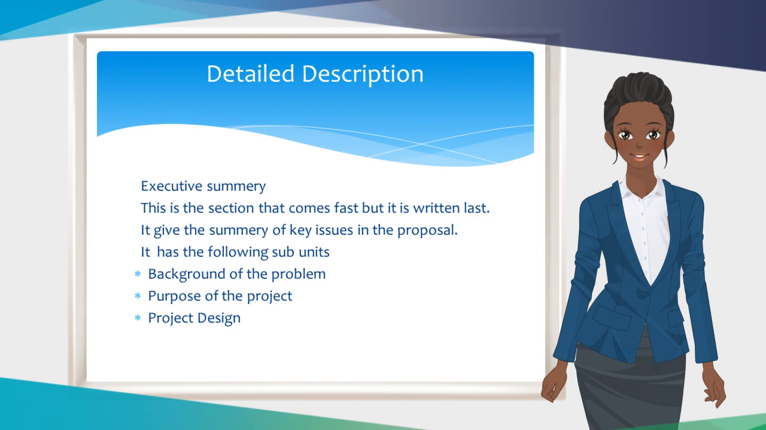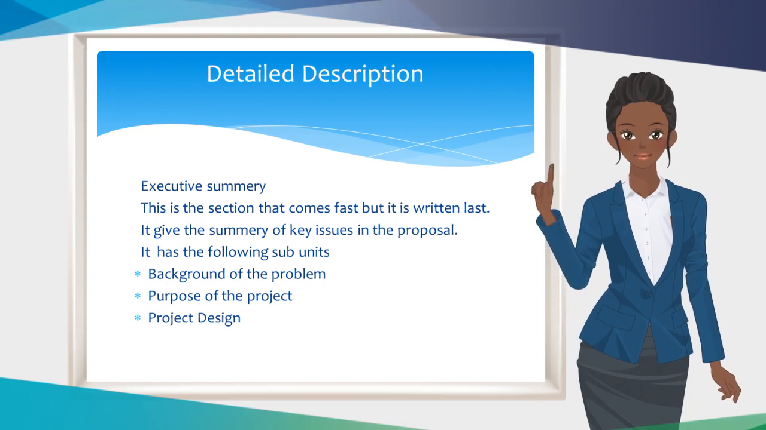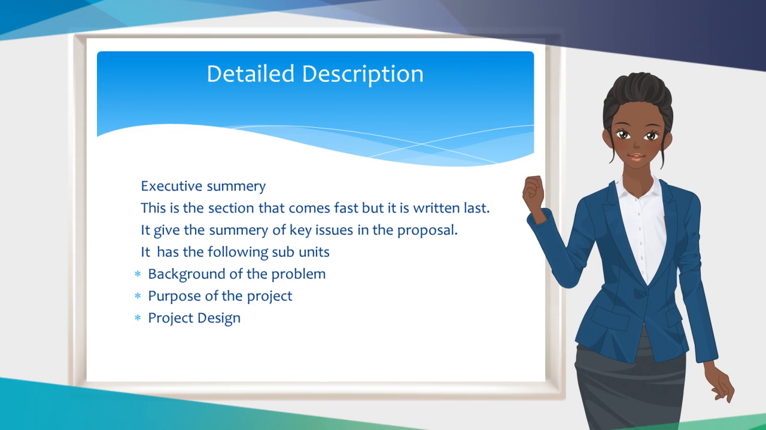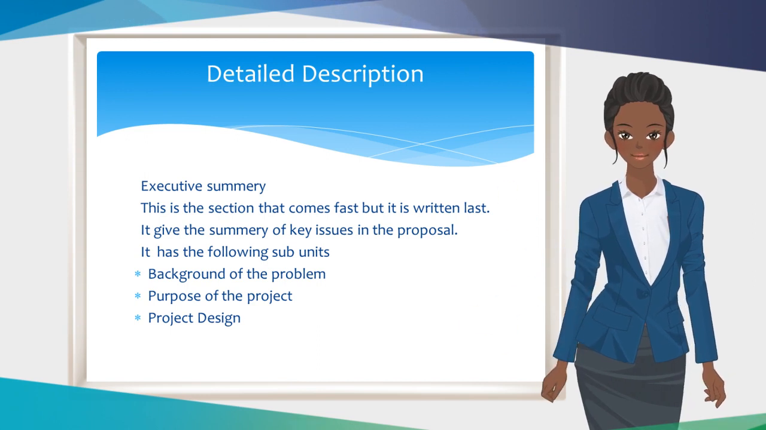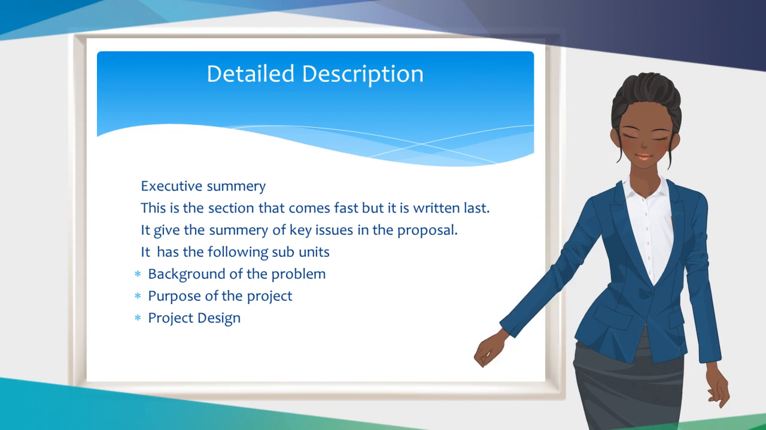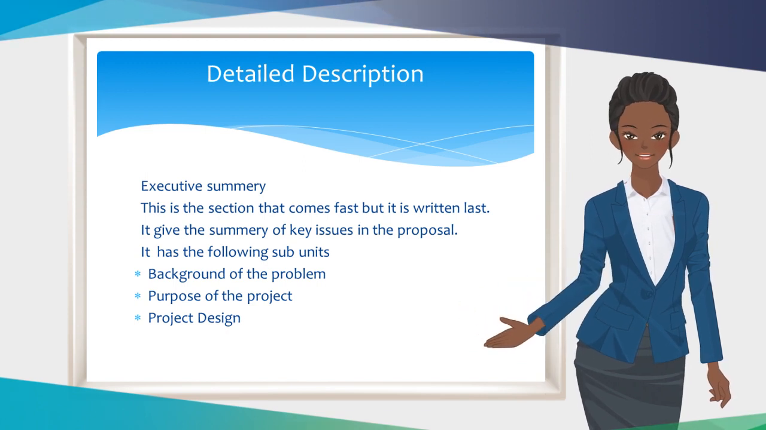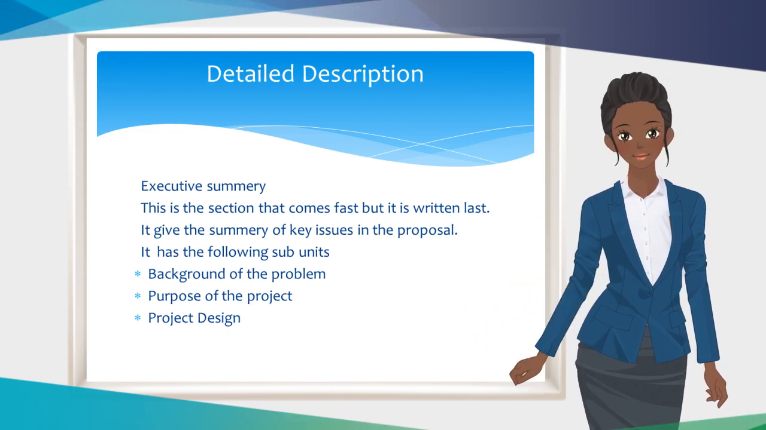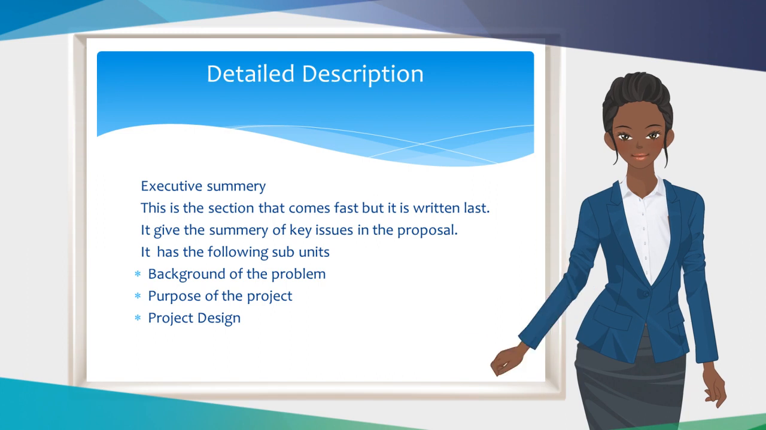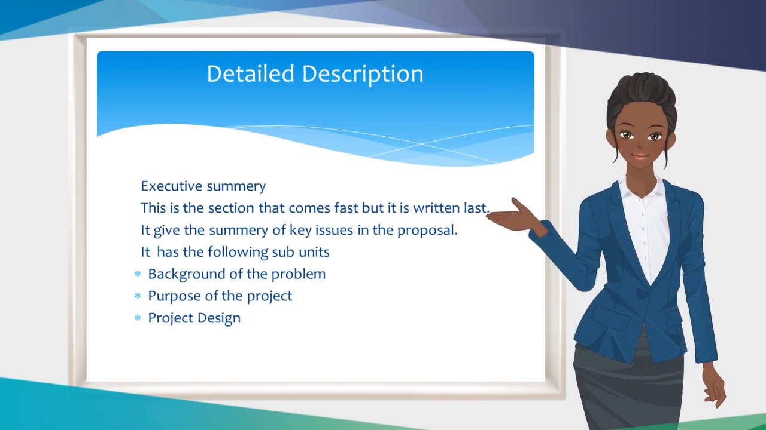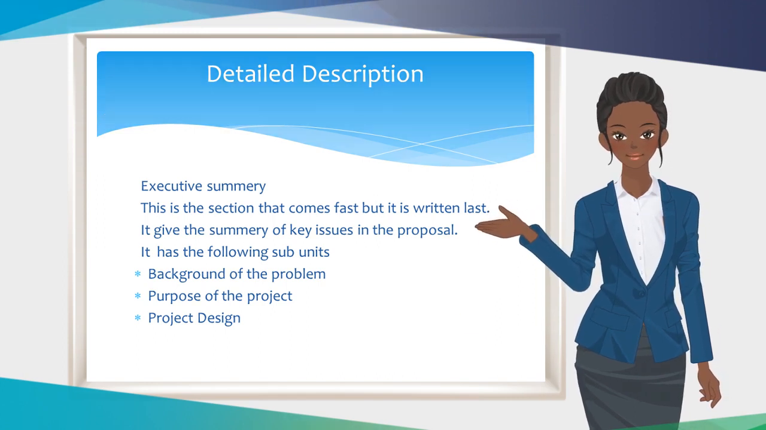We're beginning with the executive summary. We can say an executive summary or abstract is a section that comes first but is written last. This gives a summary of key issues in the proposal. This part can capture the following subsections: background of the problem, purpose of the project, project design.